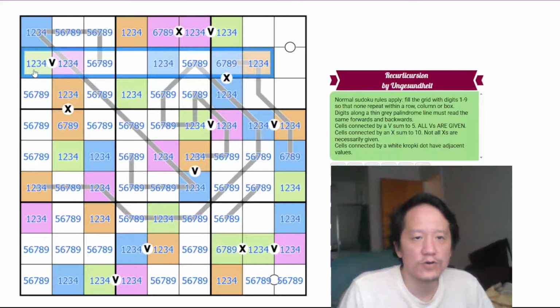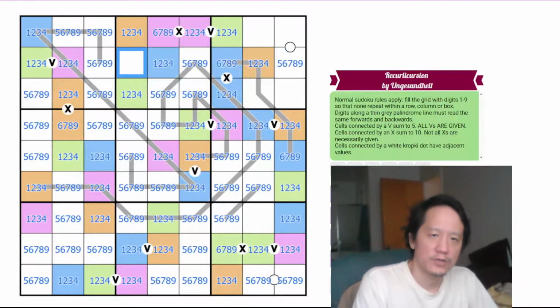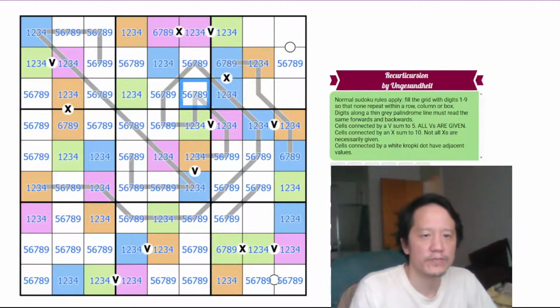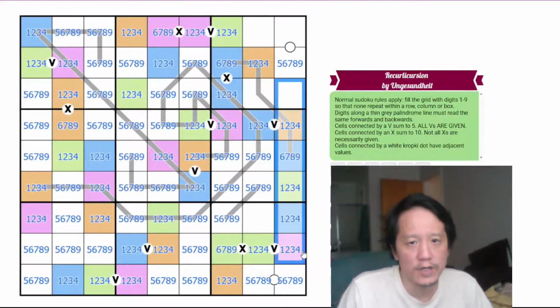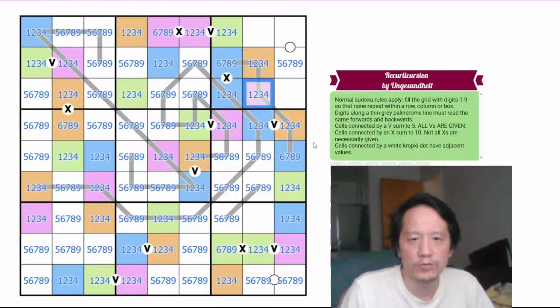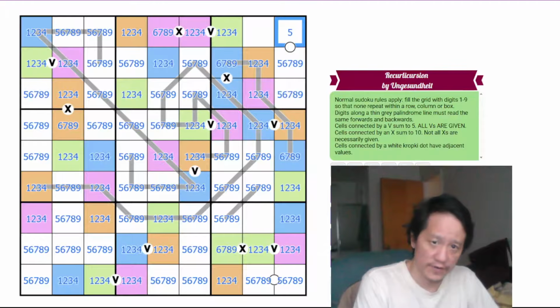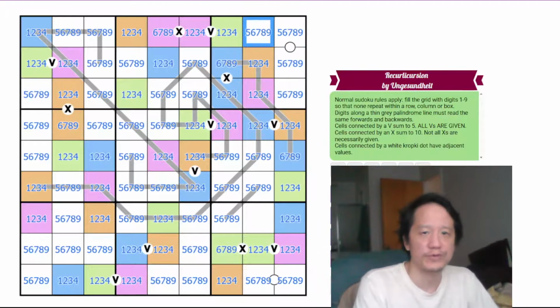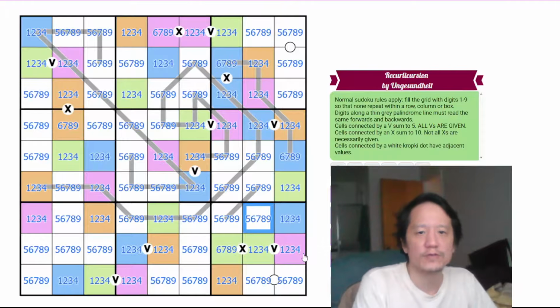We have all 1 through 4s in row 2, so this must be 5 through 9. Make this 5 through 9. In row 3, we're missing a pink 1 through 4. Cannot be here, so it must be here. This is pink 1 through 4, which means the rest of the box has to contain 5 through 9 because we have all four 1 through 4s in that box. This also must be 5 through 9.